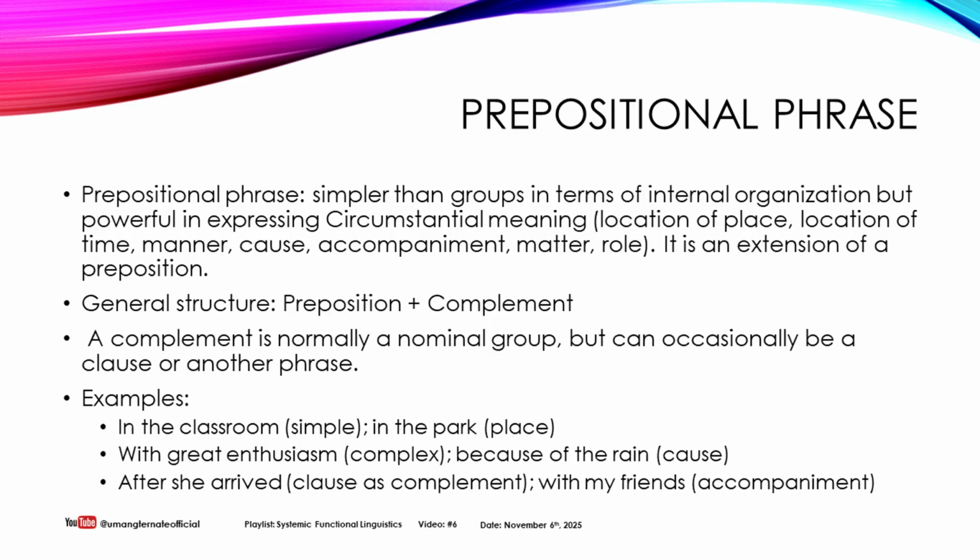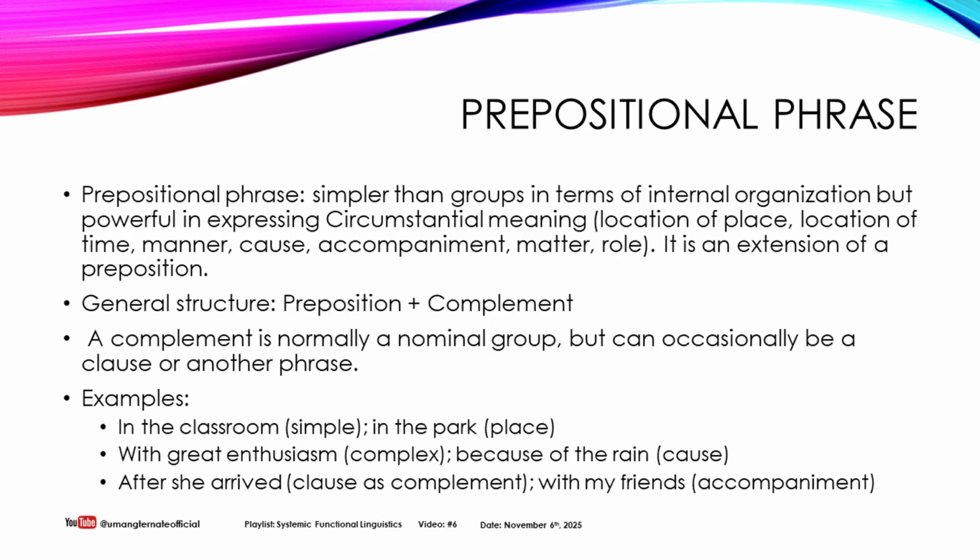Okay, so the examples show us that a prepositional phrase can be simple or complex, but we do not have sufficient information here. But I can explain this to you. So, if you look at the first example, you see that the complement, which is a nominal group, only consists of a deictic and the thing, like the classroom, okay? But the second example is complex because it also contains the epithet great.